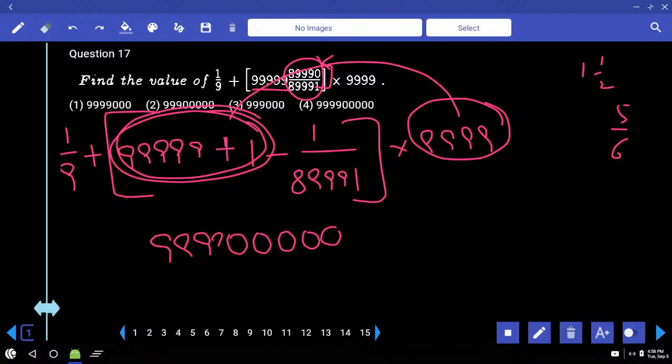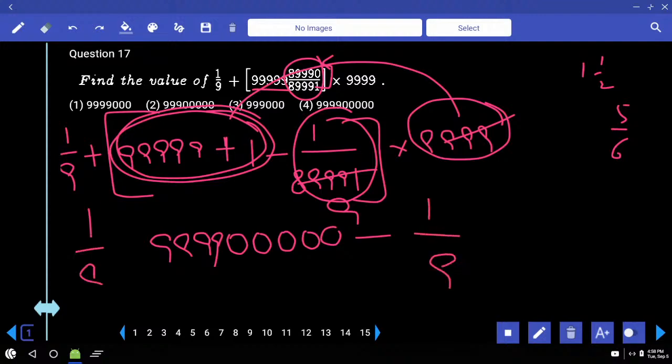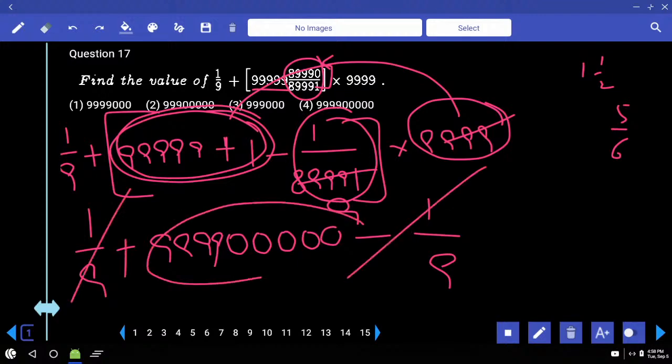Okay, 4 9s, 9999000000. And one more thing, minus 8 9s. If you observe, this cancels this for 9 times. That will become 1 by 9. 1 by 9. Answer is fourth option.